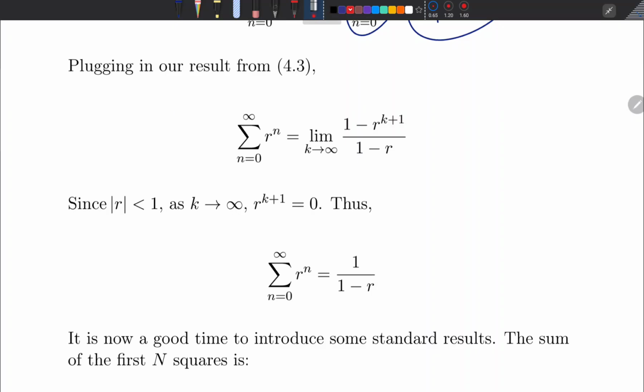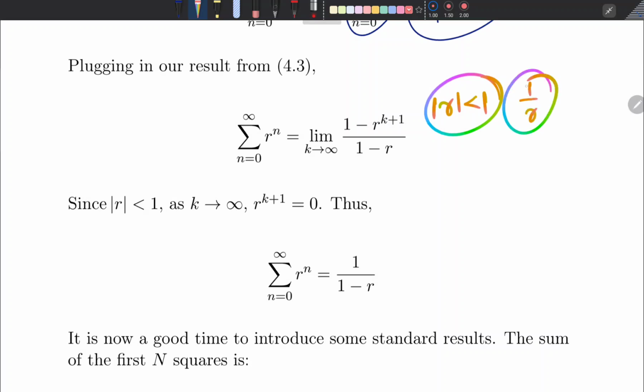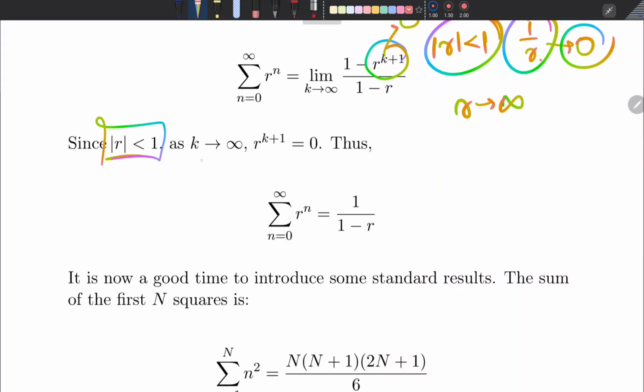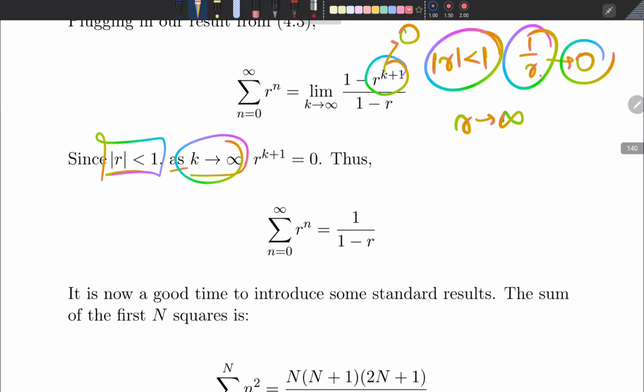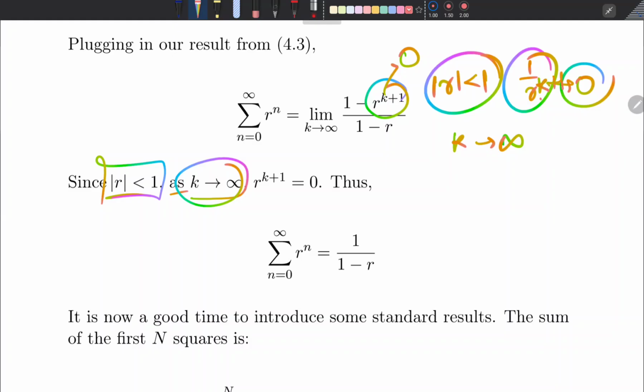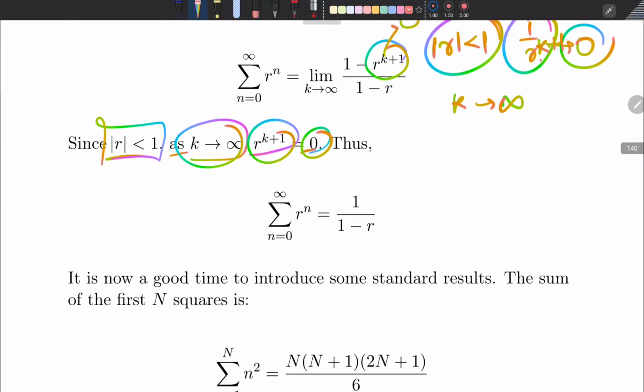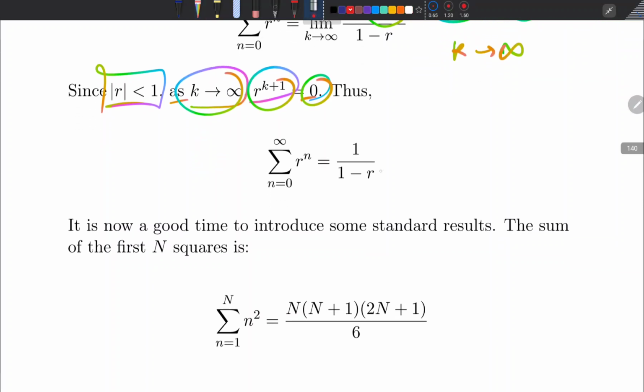Now we know that the absolute value of r is less than 1. So just take a look at the absolute value of r less than 1 as k tends to infinity. Basically it's not r but k tending to infinity, so r to the k plus 1 is going to tend to 0. So finally we got rid of that, and we have this sum as n goes from 0 to infinity of r to the n as 1 over 1 minus r, provided that the absolute value of r is less than 1.